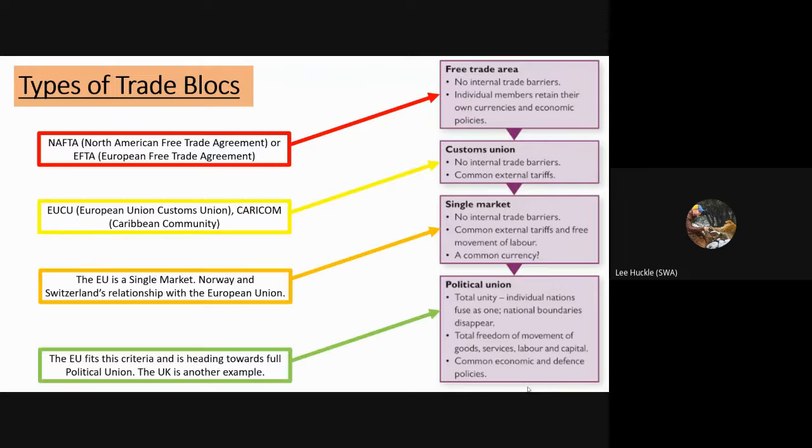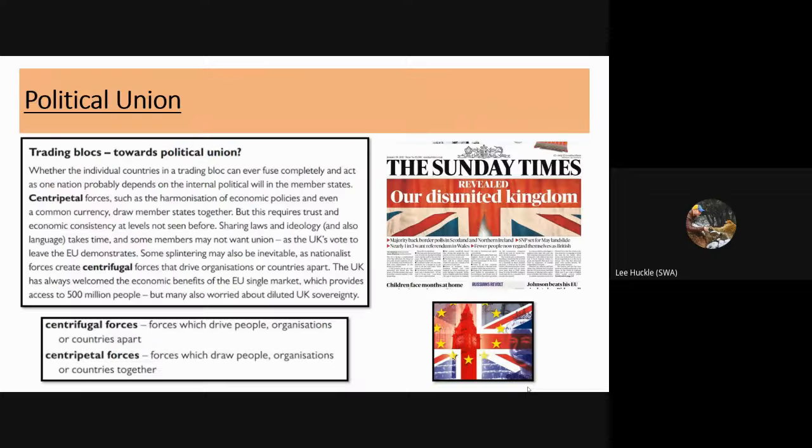Now, again, I'm not going to read through all of this. We did this in the lesson itself, so you've got all the notes. But make sure you're clear on the difference between a free trade area, a customs union, a single market, and a political union. And then we focused in particular on a political union as part of a trade bloc. What is a political union? We referred to centrifugal forces and centripetal forces. Remind yourselves of those.